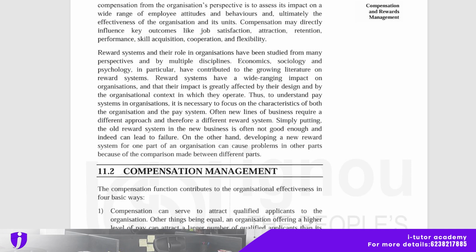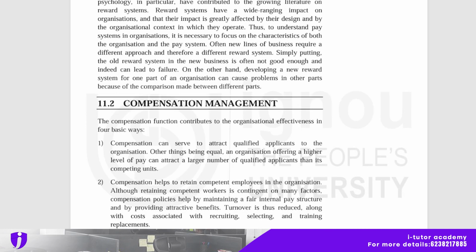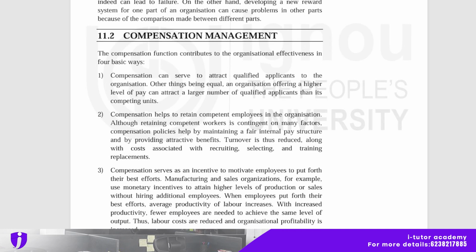Thus, to understand pay systems in organizations, it is necessary to focus on the characteristics of both the organization and the pay system. Often, new lines of business require a different approach and therefore a different reward system. Simply putting the old reward system in the new business is often not good enough and indeed can lead to failure. On the other hand, developing a new reward system for one part of an organization can cause problems in other parts because of the comparison made between different parts.